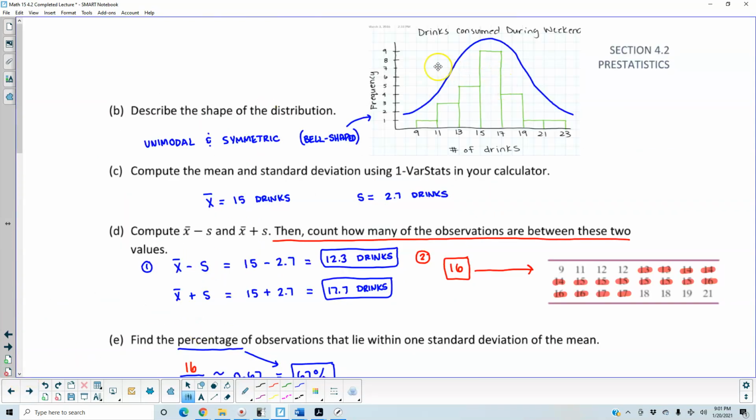Next, pulling our histogram over to this page, we want to describe the shape of the distribution. Well, if we draw a bell curve here, we will notice that it's unimodal and it's symmetric, which means that it's bell-shaped.